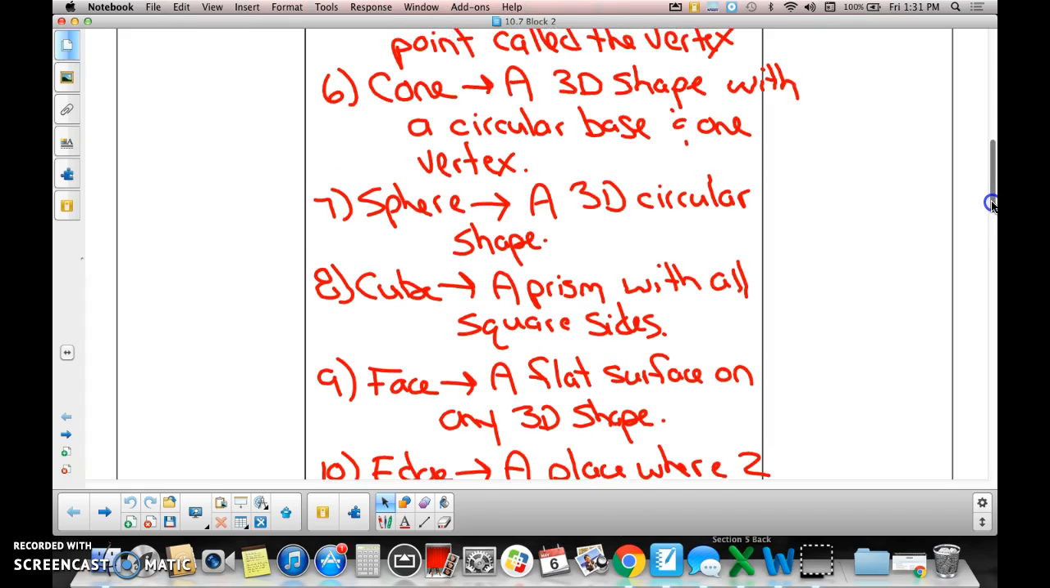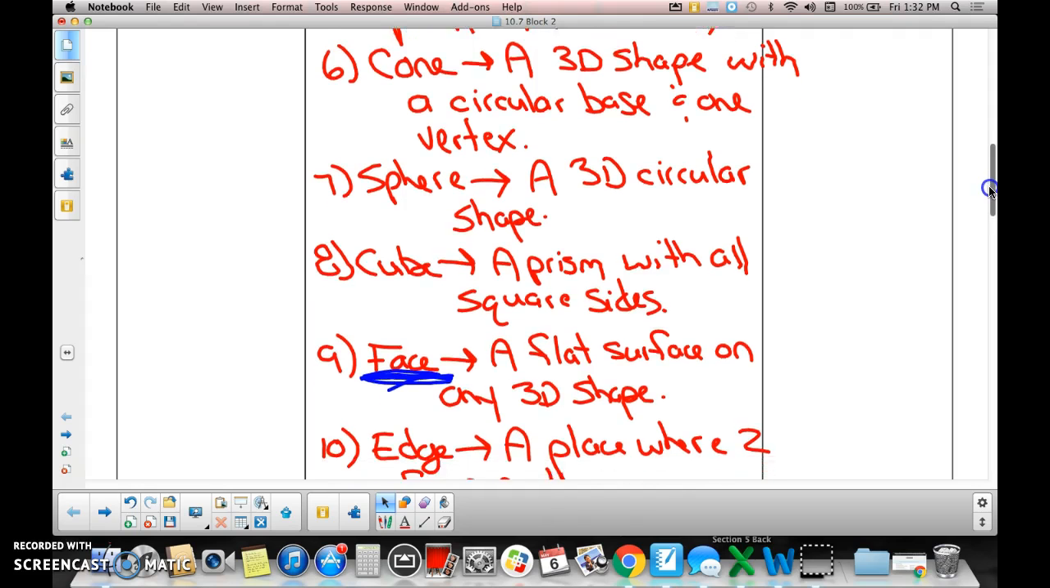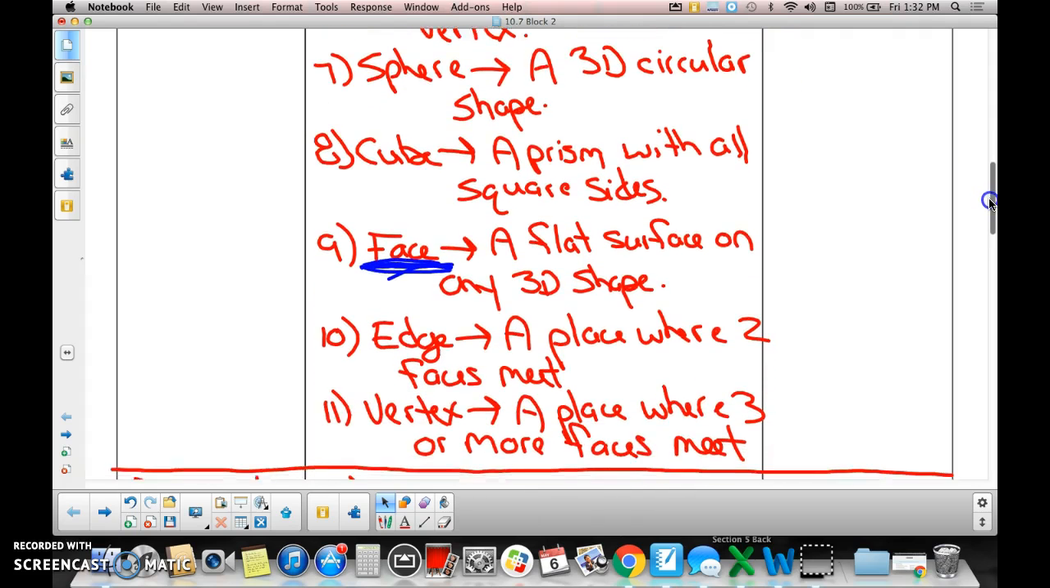A face. When you're calculating surface area, you add up the area of all of the what? Bases. So again, I'm going to say that one more time. When you calculate surface area, you add up the area of all of the bases. Good. And then an edge: a place where two faces meet.